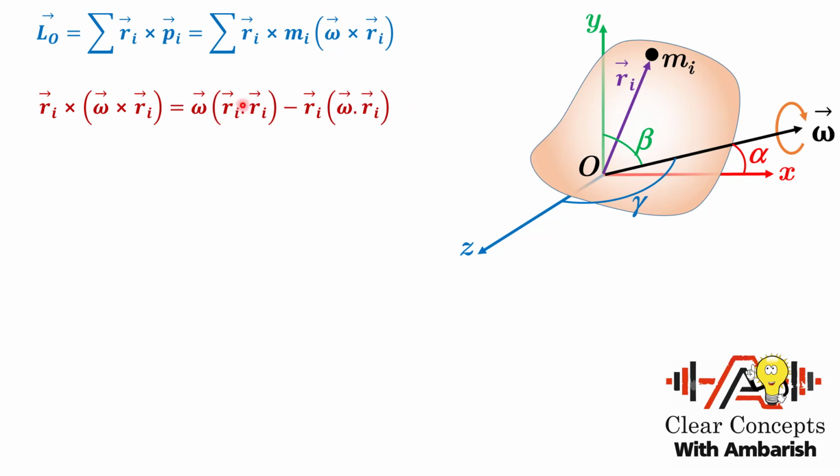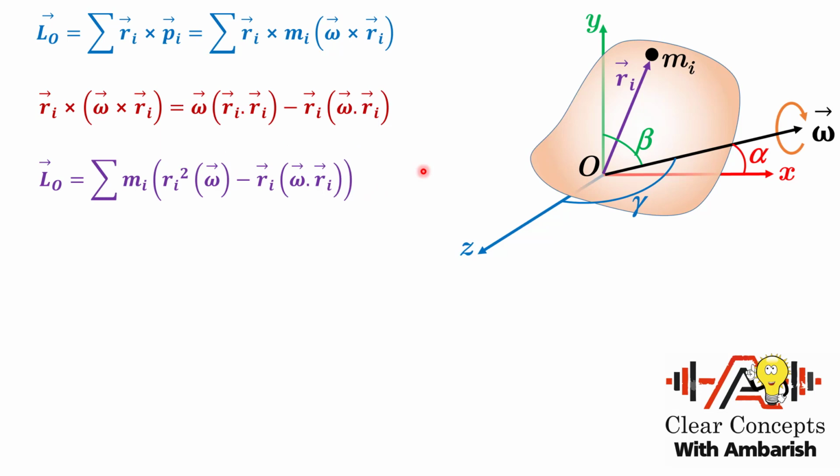So now ri dot ri is obviously ri square, and ri times (omega dot ri) will be in one more expression. So if I write this, this becomes sigma mi, and using this substitution I get ri square times omega vector, minus ri times (omega dot ri), okay. So now this is the angular momentum, and in principle I can always do this summation over all the particles and I can get the angular momentum. Now let me expand this.